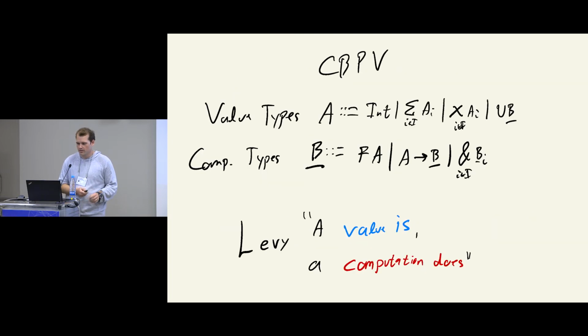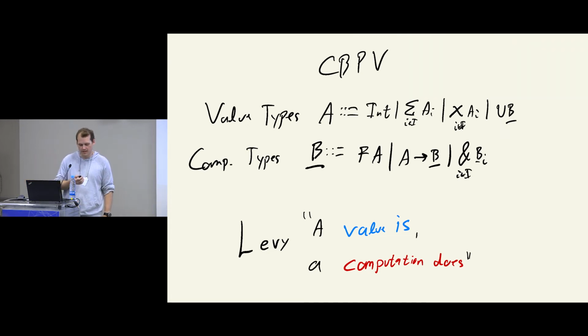Okay, so let's talk in a little more detail about call by push value. So like I said, there's two different kinds of types in call by push value. There's the value types, which we can kind of think of as acting like types in a call by value language. And there's the computation types, which we can think of as acting like types in a call by name language.